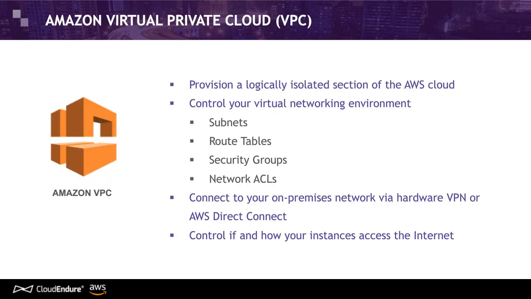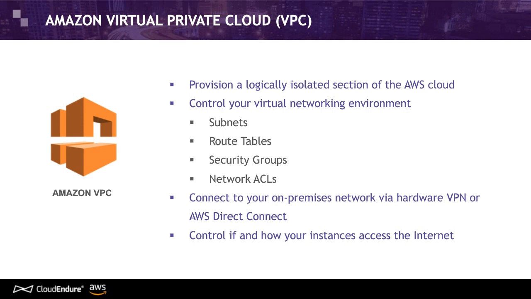We touched on EC2, but I'd like to provide you with an overview of Amazon Virtual Private Cloud, or VPC. This is where a majority of the resources you create will live within the AWS cloud. Amazon VPC lets you provision a logically isolated section of the Amazon Web Services cloud where you can launch AWS resources in a virtual network that you define. You have complete control over your virtual networking environment, including the selection of your own IP address range, creation of subnets, configuration of route tables, network gateways, and so on.